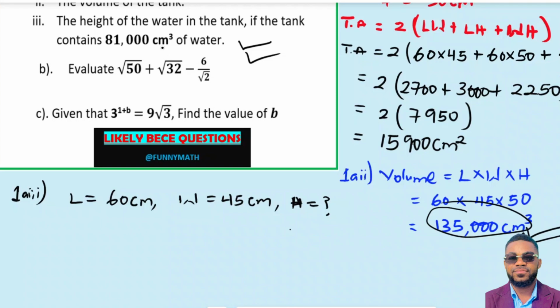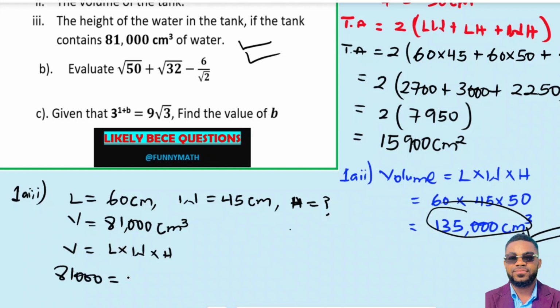So what are we going to do? The volume of the water has been given. That is V equal to 81,000 centimeters cube. So I'm still going to use the volume formula, and we know that the volume is equal to the length times the width times the height. So in this case, where I see the volume, I'll just substitute 81,000 centimeters cube. So that's going to be here 81,000 equal to the length, which is 60, times the width, which is 45, and for the height, we don't know. So I'll just have to put h there. That is what we are looking for.